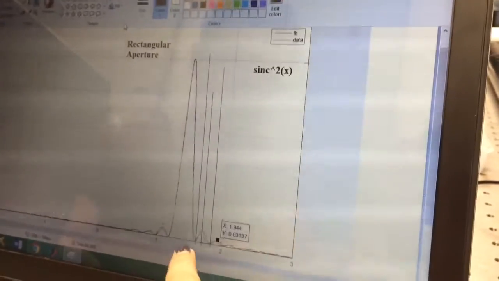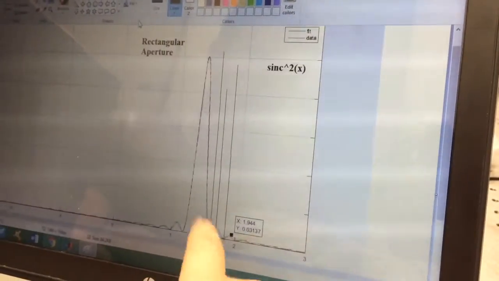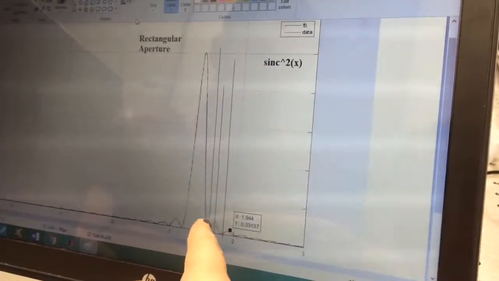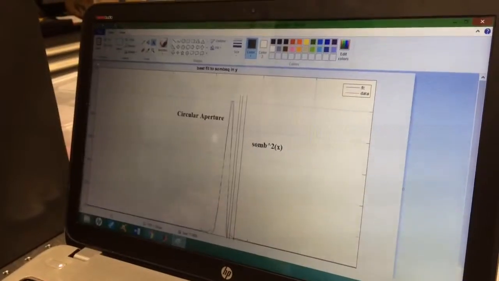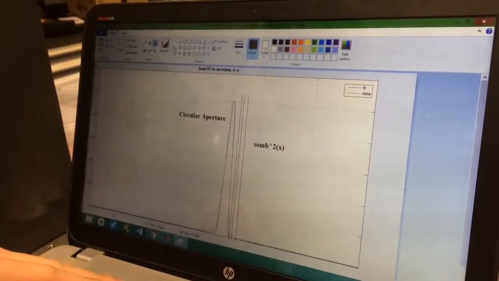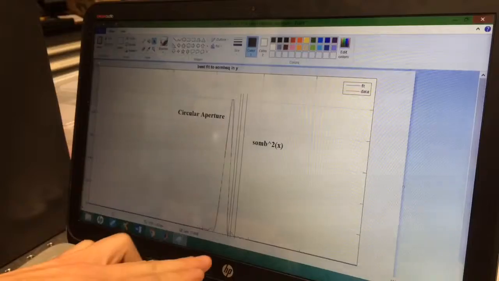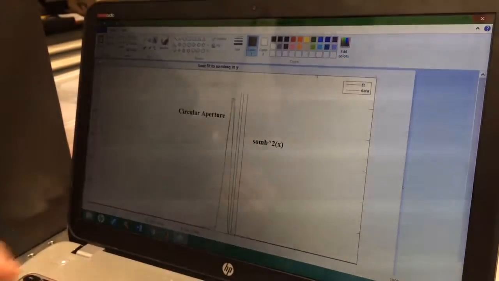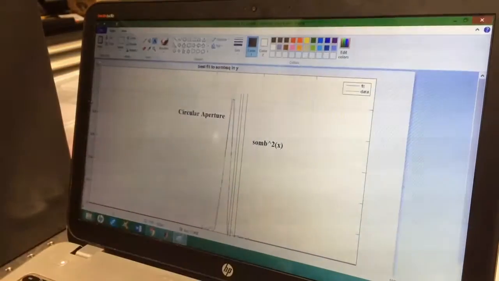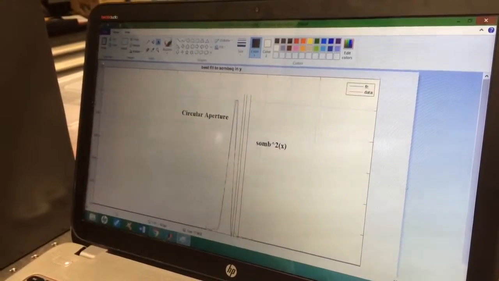And then these lines represent the two minima and the maximum. And you can see the maximum is not equally in between the two minima. And this is what we expect because the sinc function decays away from the maximum. This graph represents the circular aperture, which is fit by a sombrero squared function, and you can see again the two minima and the maximum in the middle of them, although it's not right in the middle because it should decay as it goes away from the peak in a sombrero squared, just like a sinc squared.